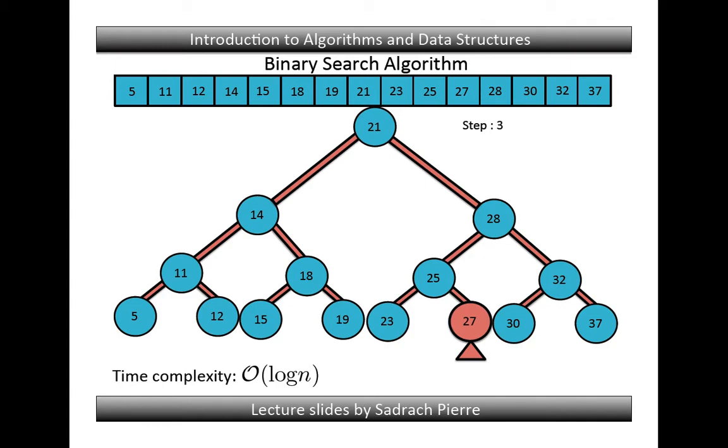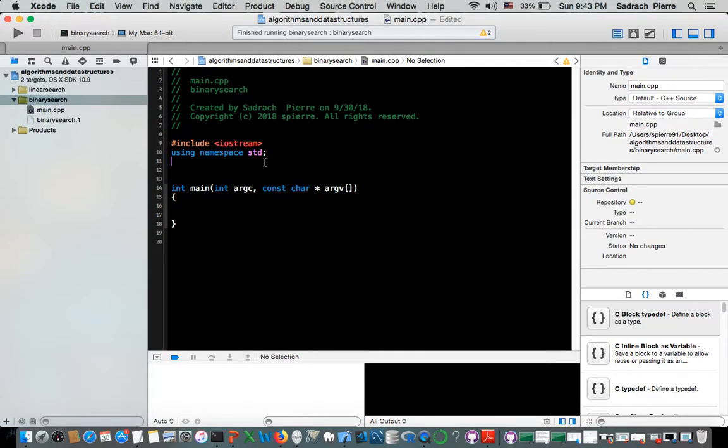And it's worth noting that this algorithm took 3 steps, where in a simple linear or sequential search, we'd have to scan through the first 10 elements of the array in order to reach the value of 27. Now that we've covered the concept of a binary search, let's turn to implementing a binary search algorithm in C++.